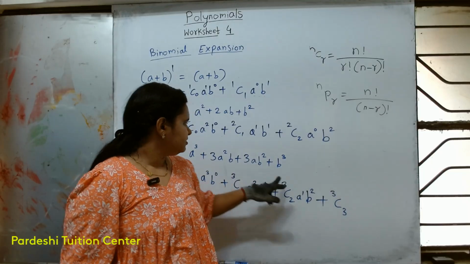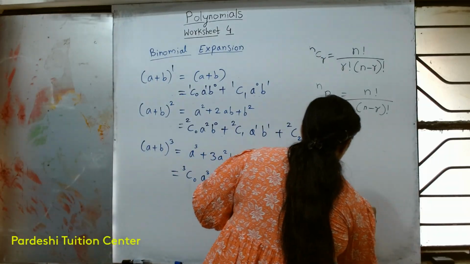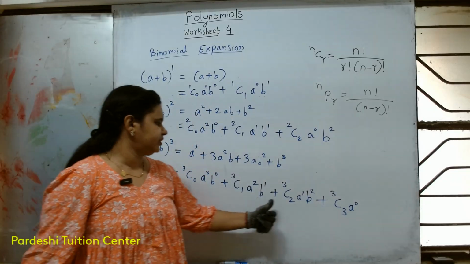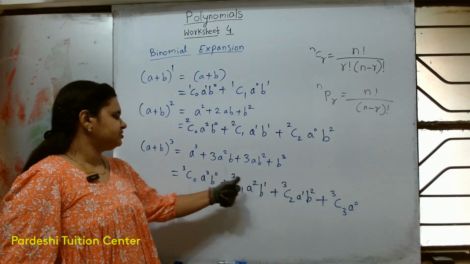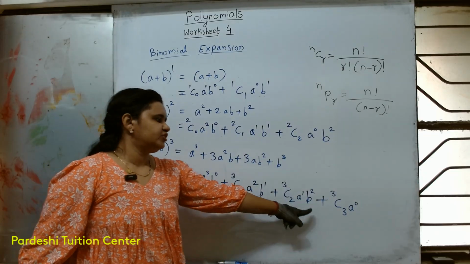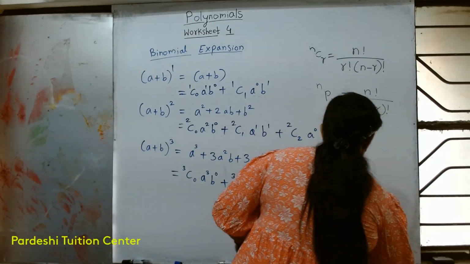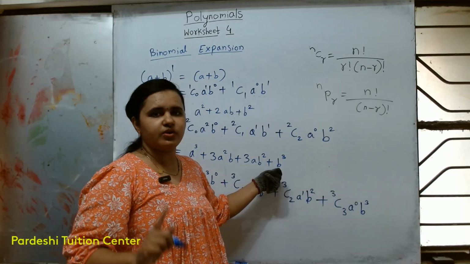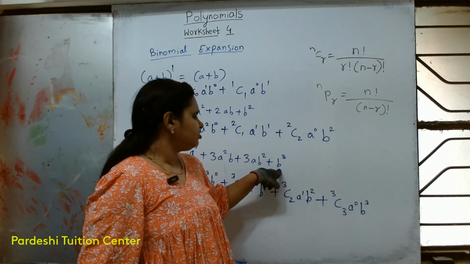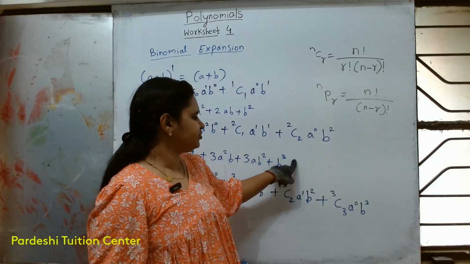Now again here a is not present, so I can write a to the power 0. Also, a cube, a square, a to the power 1, a to the power 0. Now b to the power 0, b to the power 1, b to the power 2 and b to the power 3. Let us check 3C3 is coming as 1, a to the power 0, also a is not present here, and b to the power 3 is only present here.